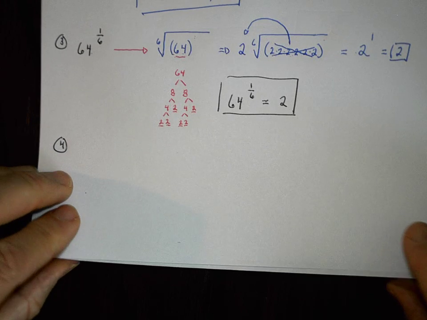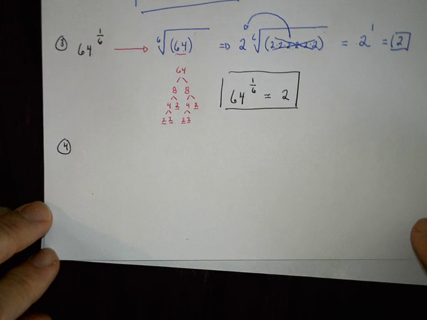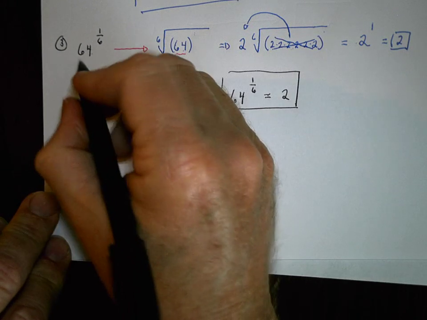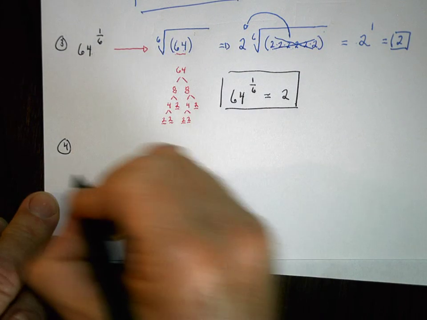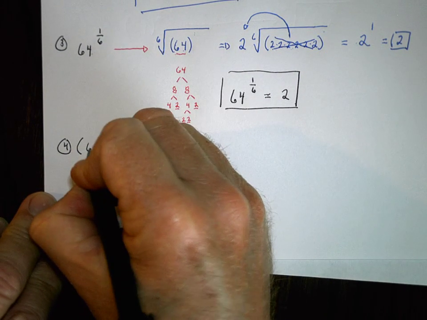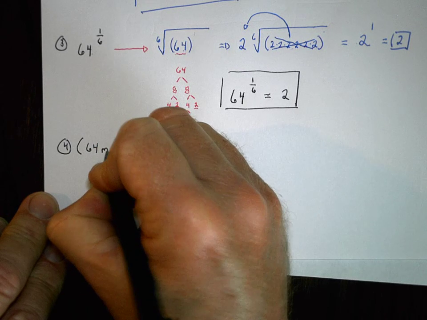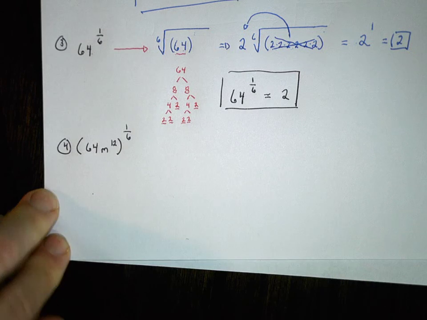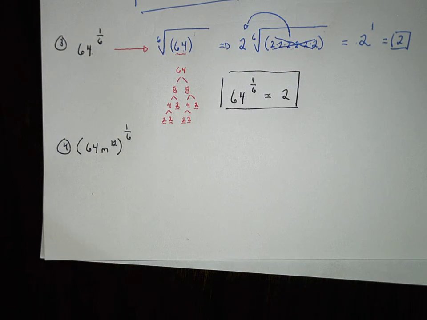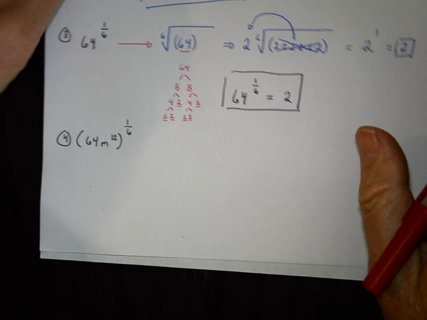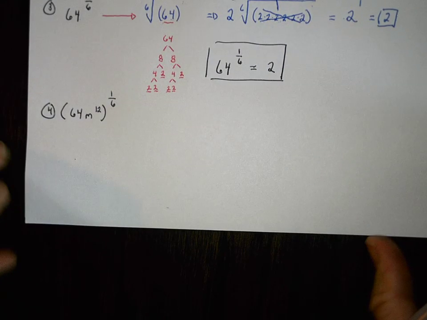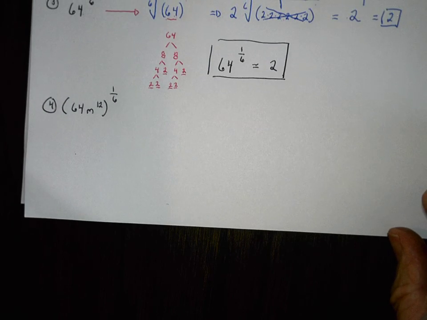I'm going to throw variables into the base of the exponent. So instead of just 64 to the 1/6 power, I'm going to make the base 64m to the 12th power, then to the power of 1/6. Okay, so let's do an example of what you do when you have to evaluate this expression but it has an exponent involved with it. We're going to follow the same process.